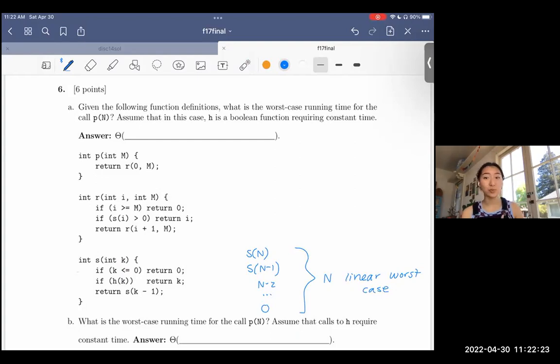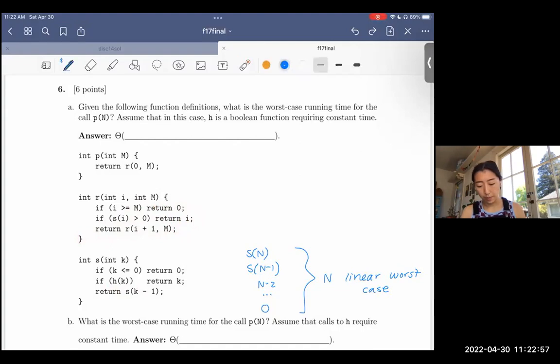Now that we're done analyzing S, we can go back up to R, which depends on S. So what is the worst case behavior for R? Again, we see that there are basically two conditionals which result in us returning quickly. And then there's the option where we have recursive calls. Similarly to S, in the best case, you enter this and return quickly, and there's no recursive call. But in the worst case, we are recursing.